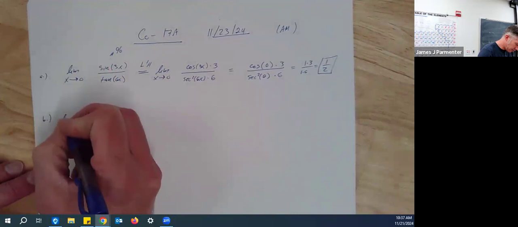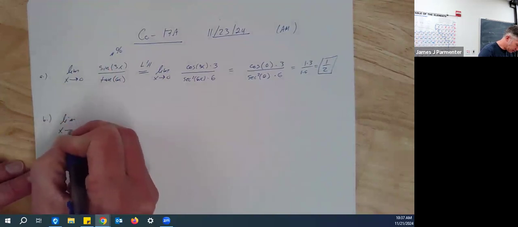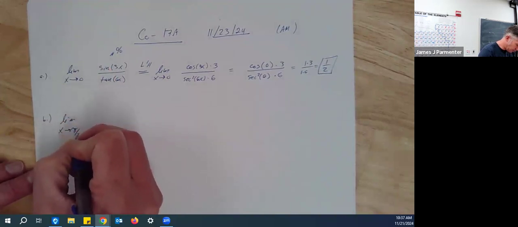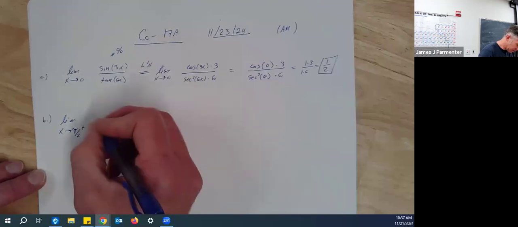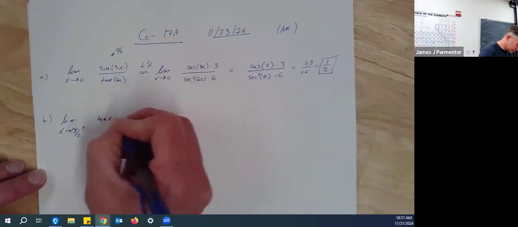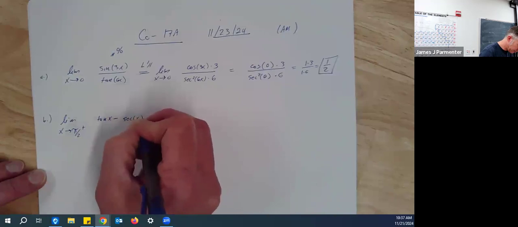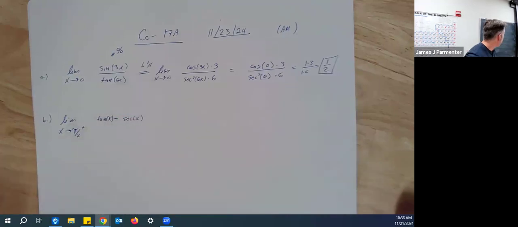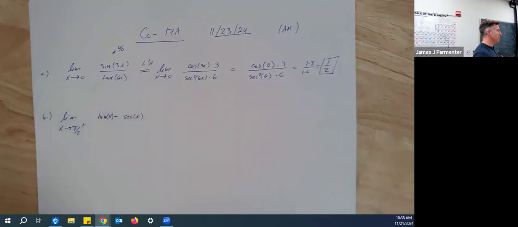Some trig stuff here. The limit as x approaches pi over 2 from the right of tangent of x minus secant of x. Now, the problem says to use L'Hopital's rule, and immediately right now we know we have to do something first, because at least the way it's written, I don't have a fraction, right? You have to have a fraction to be able to use L'Hopital's rule.